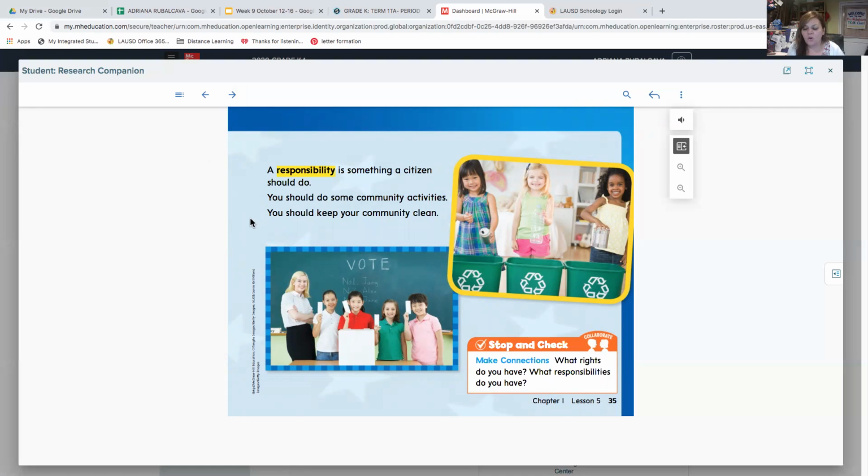So in your home, what is it that you do to be a good citizen? What are your responsibilities? How do you help your parents? We are good citizens at school, but we can also be good citizens at home and have responsibilities or chores. Some of us call it chores.